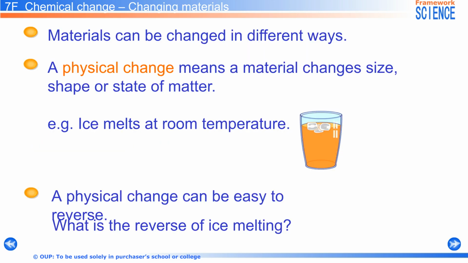Materials can be changed in different ways. A physical change alters a material's size, shape, or state of matter, like ice melting. Physical changes are often easy to reverse. What is the reverse of ice melting?